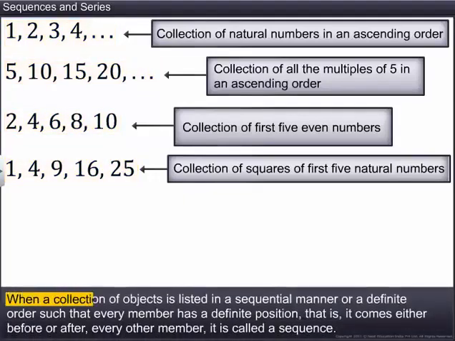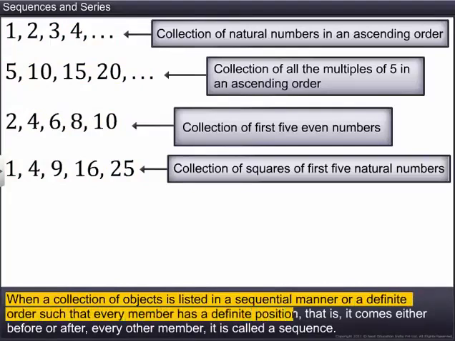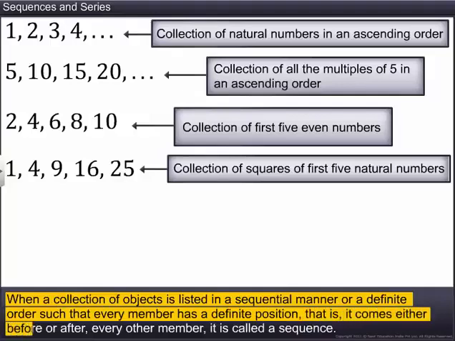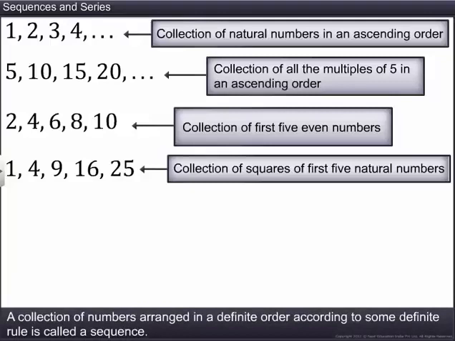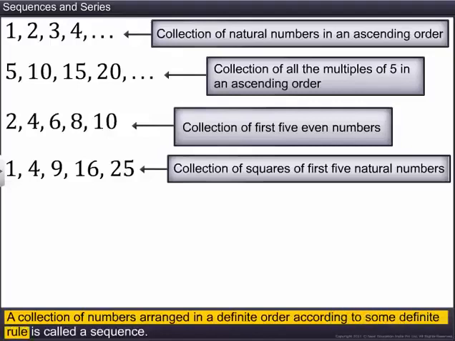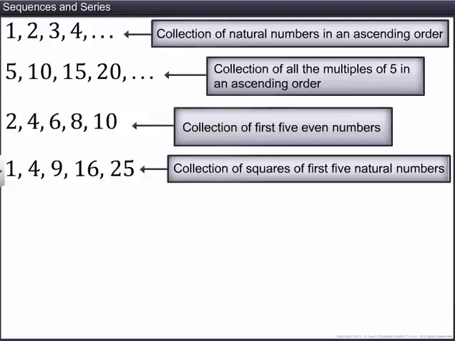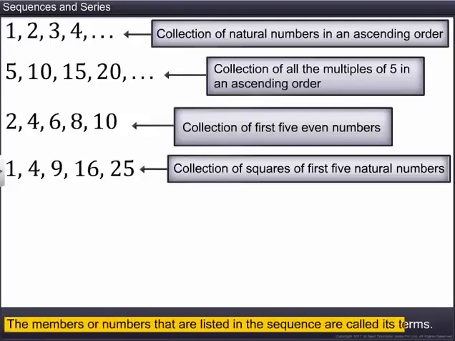When a collection of objects is listed in a sequential manner or a definite order such that every member has a definite position, that is, it comes either before or after every other member, it is called a sequence. A sequence can also be defined as a collection of numbers arranged in a definite order according to some definite rule. The members or numbers that are listed in the sequence are called its terms.